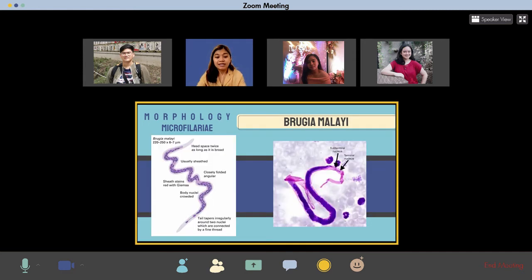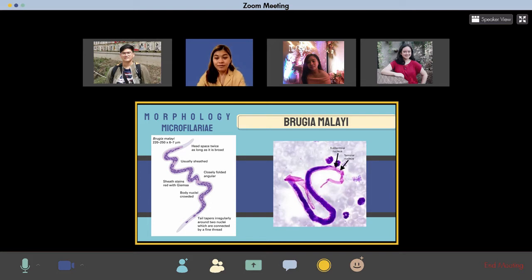In the next picture, we could observe the head space twice as long as it is broad, and it is usually sheathed, and the sheath stains red with Giemsa. So it is closely folded, angular, and its body is crowded with nuclei. Its tail tapers irregularly around two nuclei which are connected by a fine thread.